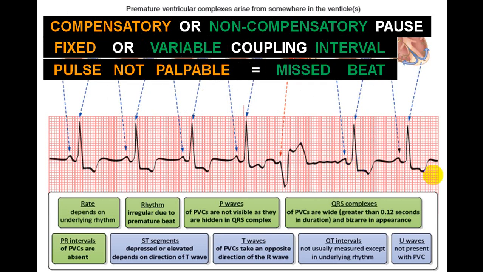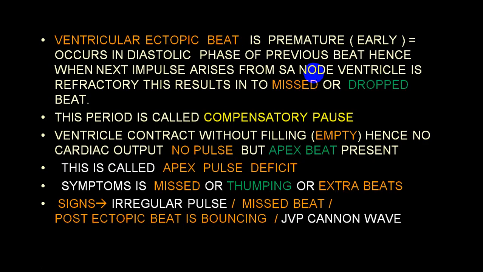So during this period, the pulse is not palpable. You don't get a pulse. We call that a missed beat. That is a missed beat. So what I have explained to you before, this is a ventricular ectopic beat. What happens? You get missed beats, or we call them dropped beats, and there is a full compensatory pause. And as the ventricle was empty, there is no pulse, but the apex is there because there is a ventricular contraction, and this is called apex pulse deficit.